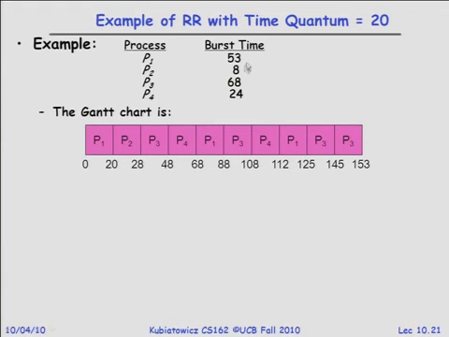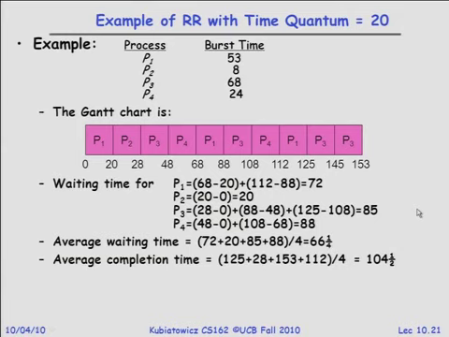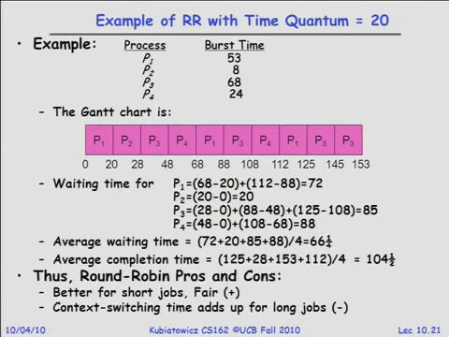Okay, and if we look at the total waiting time, for P1 it's 72, P2 is 20, P3 is 85, P4 is 88. Average waiting times, you can come up with those. And this average waiting time is going to be better than the average waiting time of a bad FIFO.